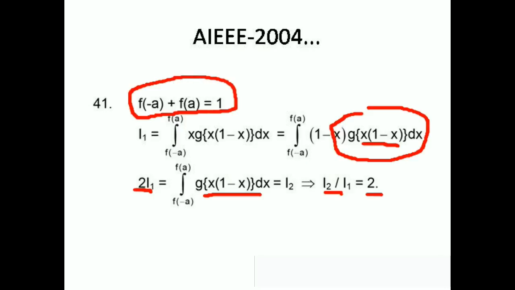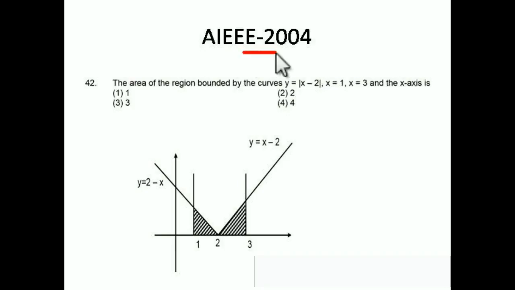So this is also a good question. Now the last one, also from AIEEE 2004, is from the area under the curve. They say y is equal to mod of x minus 2 from x equal to 1 to x equal to 3, and the x-axis. I told you earlier in the topic lecture and in the solved problems lecture that whenever mod appears, you have to find out where it becomes 0. So it becomes 0 at x equal to 2.